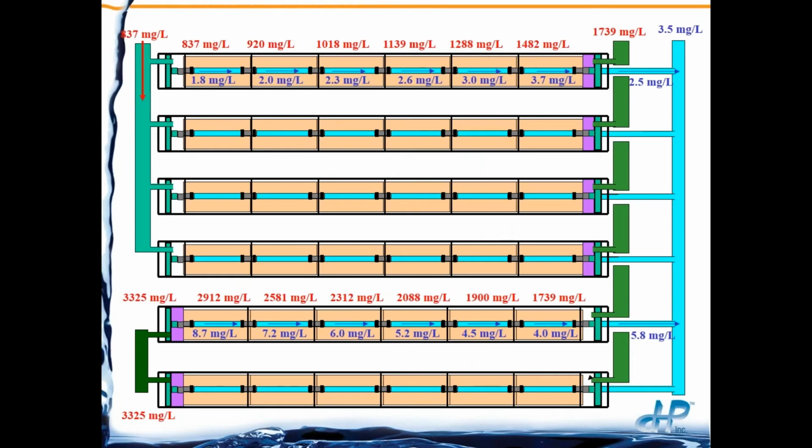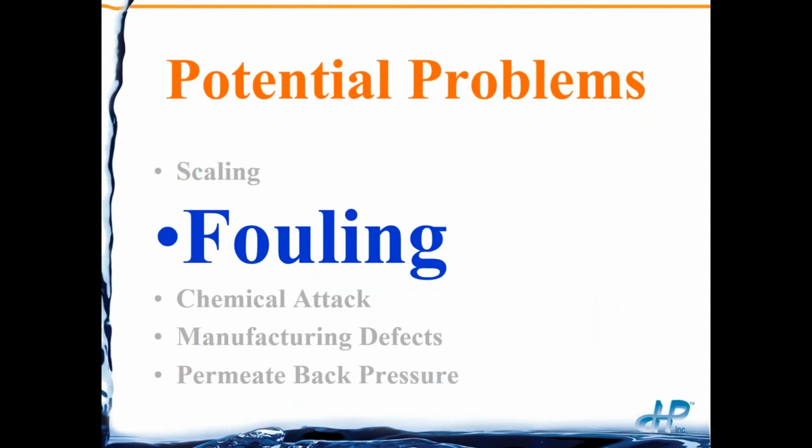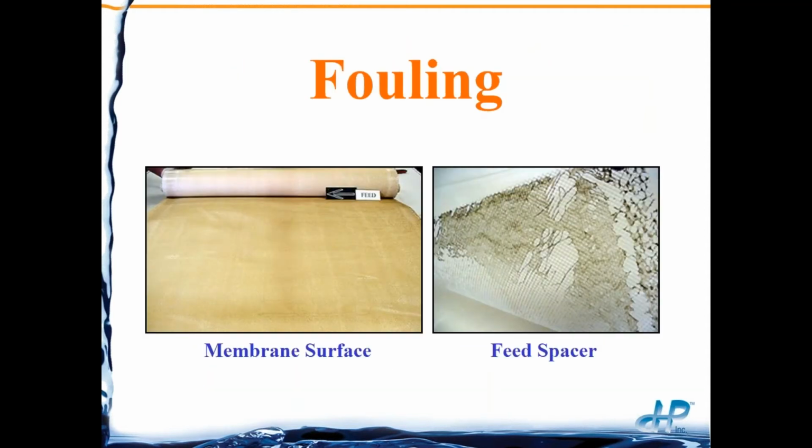Now, since it is concentrated ions that cause scaling, our issue with scaling is going to be at the back end, our highest concentration of our ions. In this case here, that last two elements that have yellowed out, those generally are the ones that will start scaling up first. Our next potential problem is fouling.